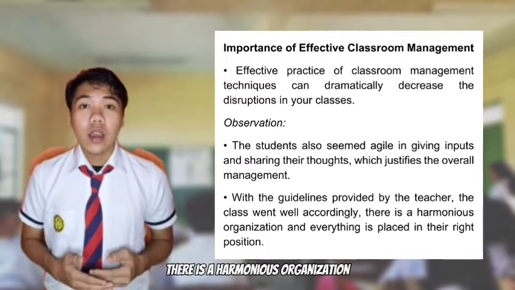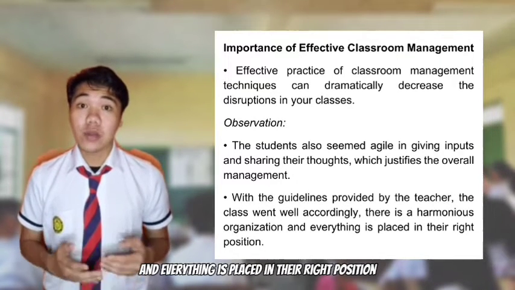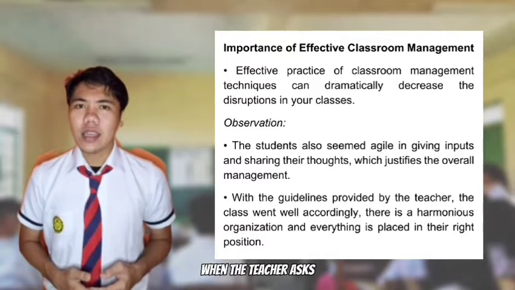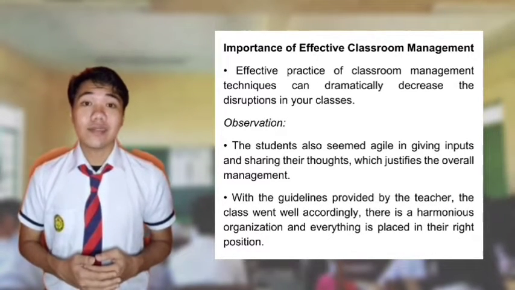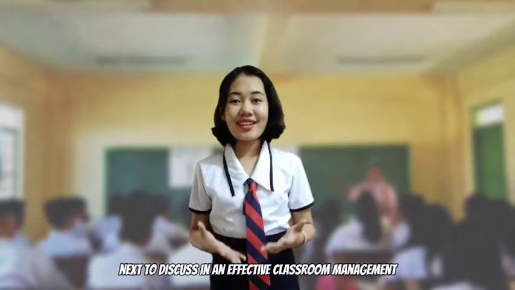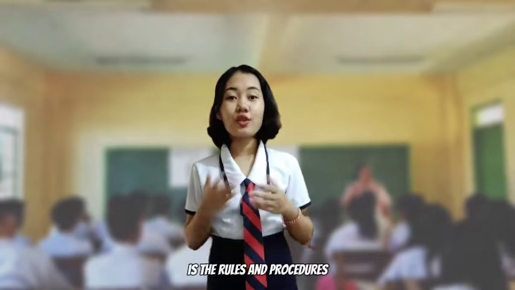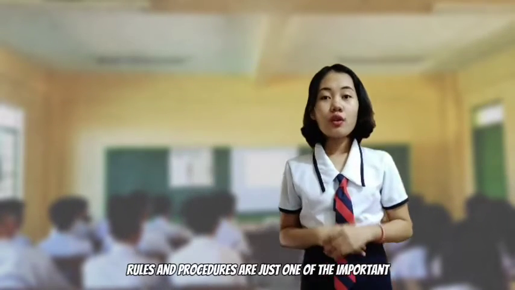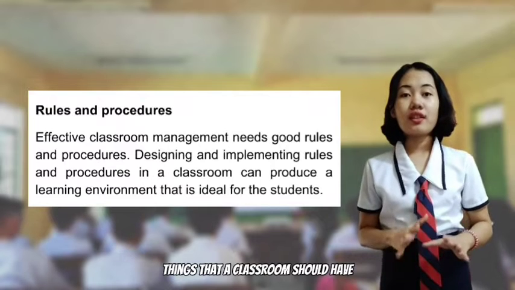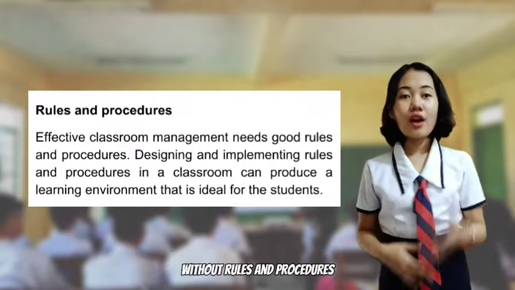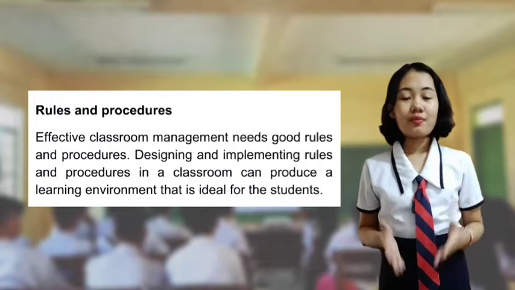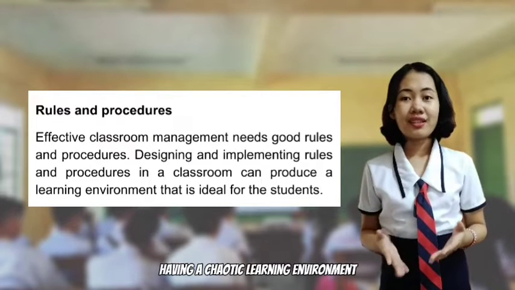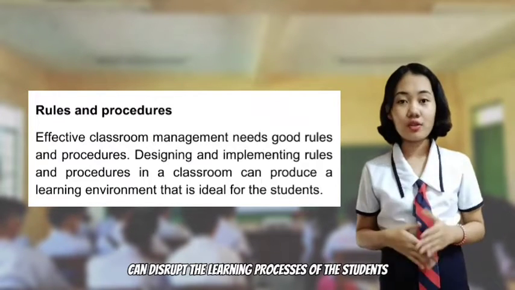There is a harmonious organization and everything is placed in the right position. When the teacher asks, the student answers. When the student raises a hand, then the teacher recognizes. Next to discuss in effective classroom management are the rules and procedures. Rules and procedures are just one of the important things that a classroom should have. Without rules and procedures, the classroom would be chaotic and disorganized. Having a chaotic learning environment can disrupt the learning processes of the students.